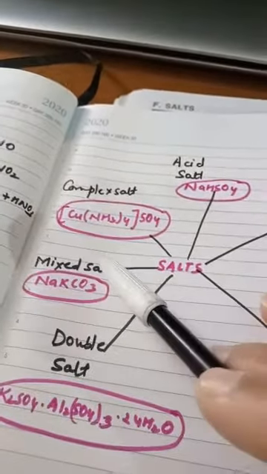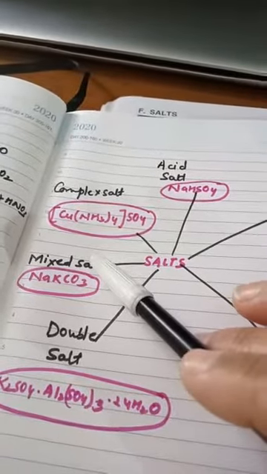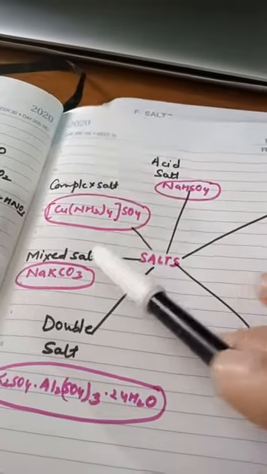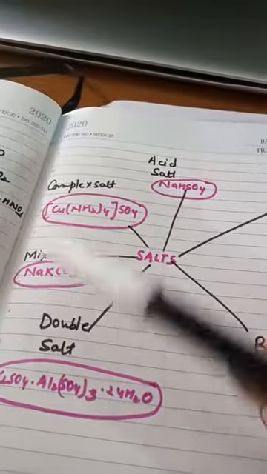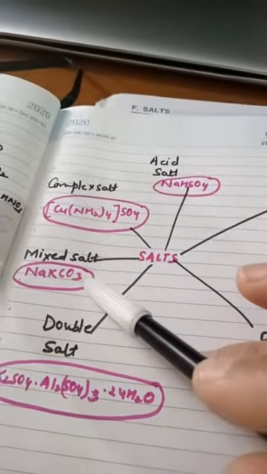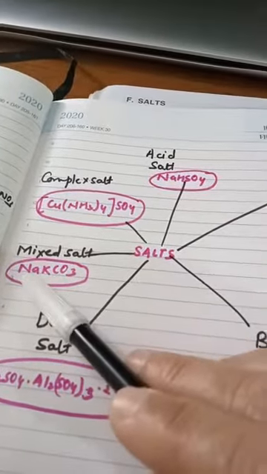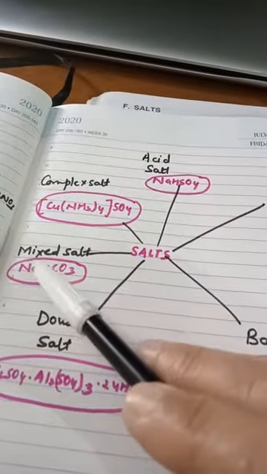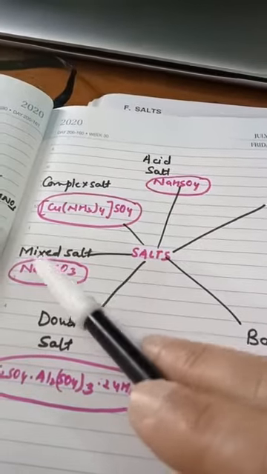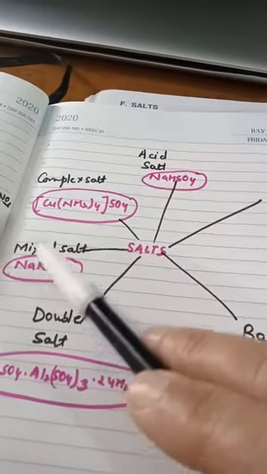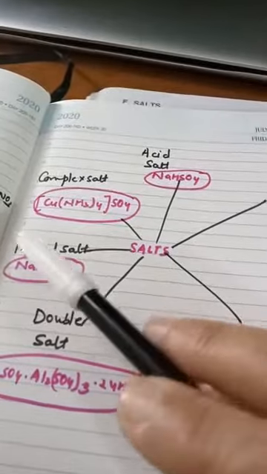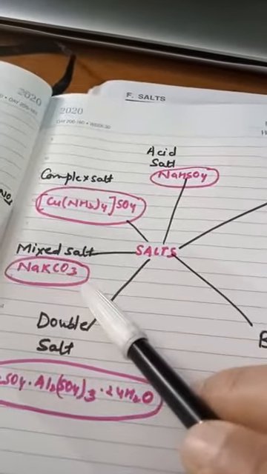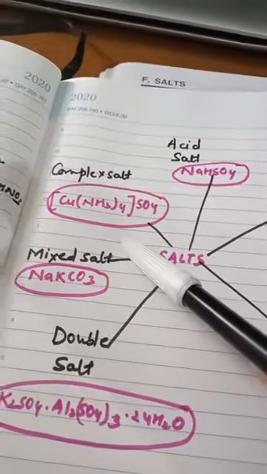Second type is mixed salt. There is no general method for formation of this type of salts, but they contain two or more basic radicals or two or more acidic radicals in them. So you can see here sodium and potassium both are present. Sodium and potassium, it means two basic radicals are present here. So the salt that contain two basic radicals or two or more acidic radicals in it, that type of salt is called mixed salt. Third is complex salt.